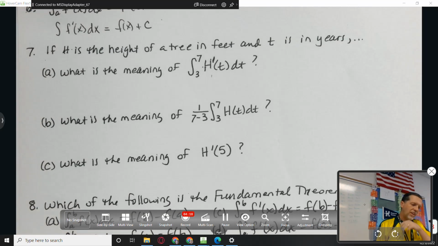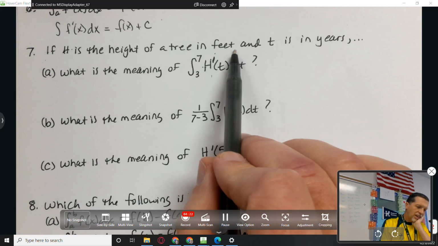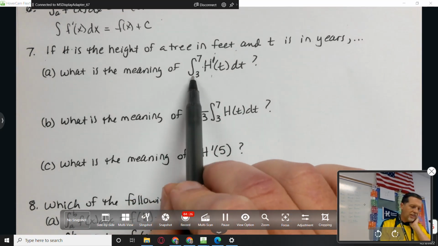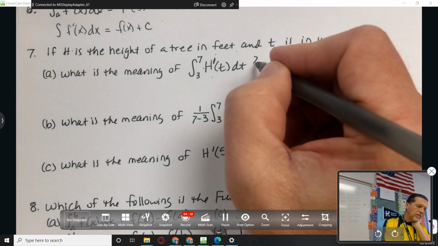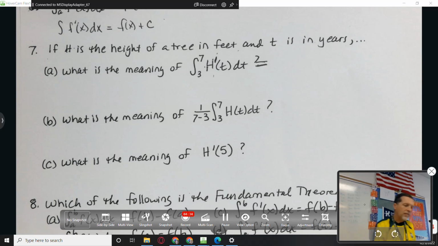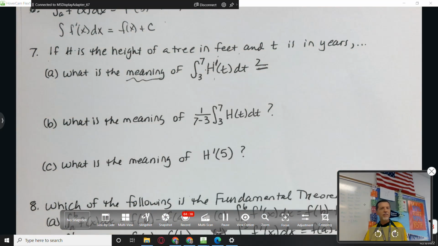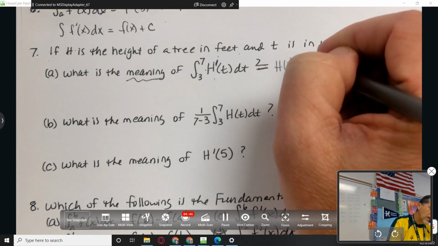Number 7, if h is the height of a tree in feet and t is in years, what is the meaning of the antiderivative of h prime? Well, let's say what this equals to, and then maybe we can get the meaning of it. The antiderivative of the derivative, it's going to be h. H of 7 minus h of 3.